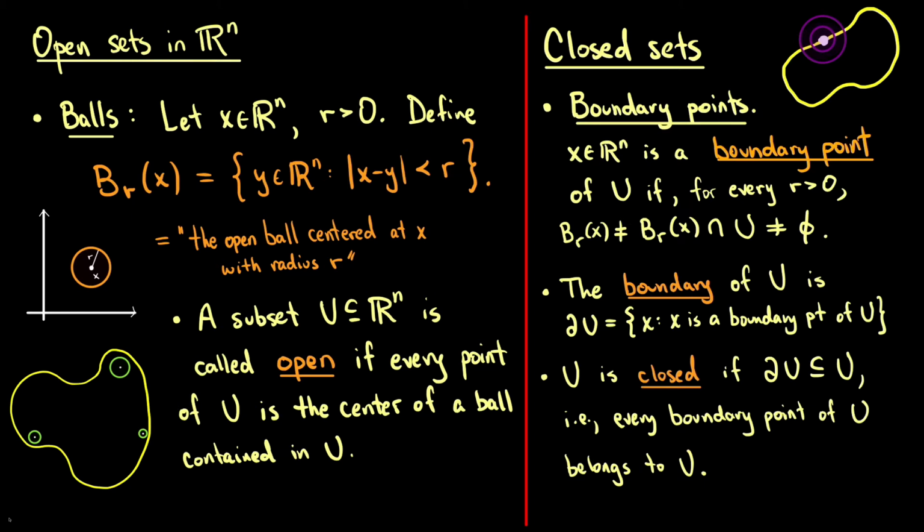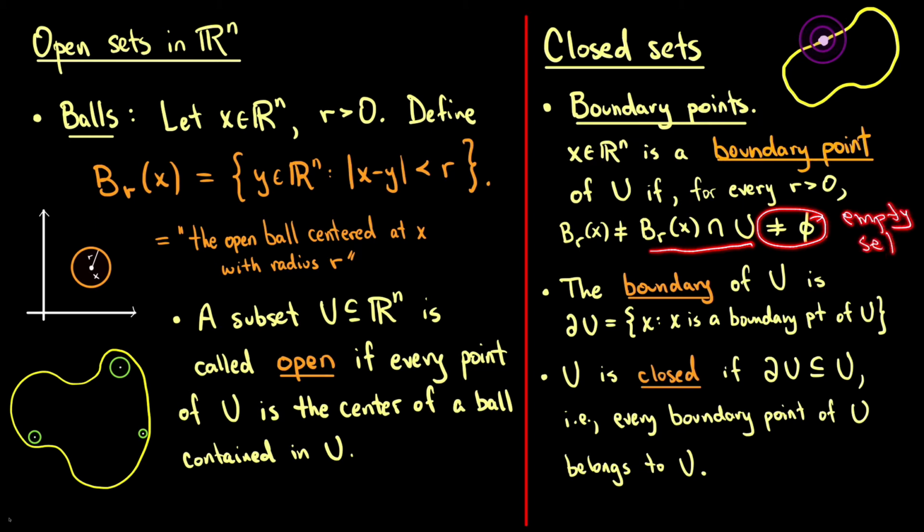Okay, so this brings us to the notion of boundary points. Okay, so we say that a point x in Rn is a boundary point of a set U if for every r, if we look at the ball centered at x of radius r, then it intersects U non-trivially. So this is the notation for the empty set.